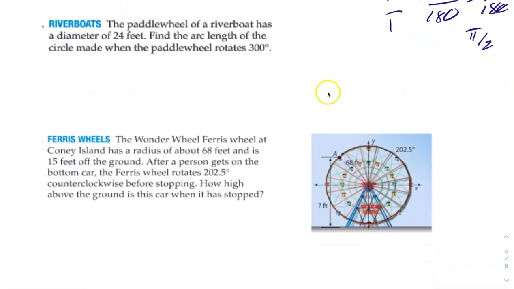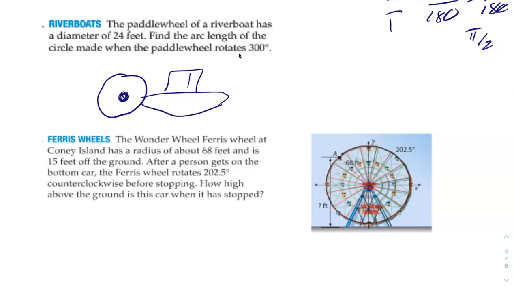The paddle wheel of a riverboat has a diameter of 24 feet. Find the arc length of the circle made when the paddle wheel rotates 300 degrees. So let's draw it. There's my wheel. So a paddle boat. That's like what powers a big old, what's it called? A riverboat. Let's draw this. There's my riverboat. And that's the paddle wheel. It has like the spokes here. Kind of like that. You get the gist.